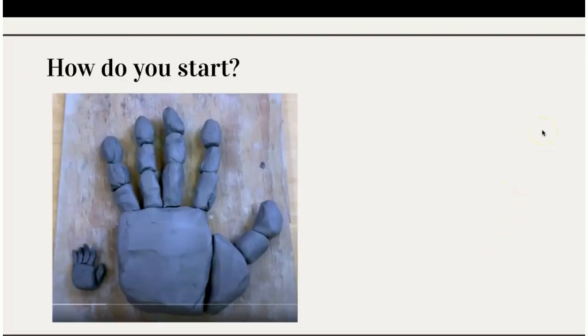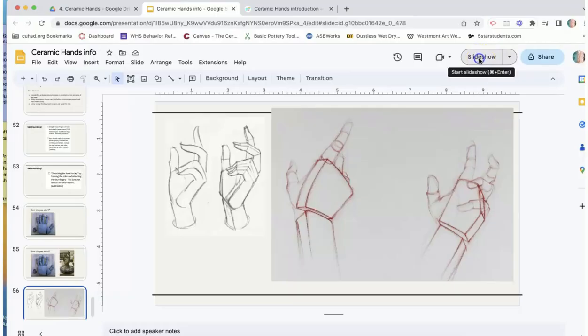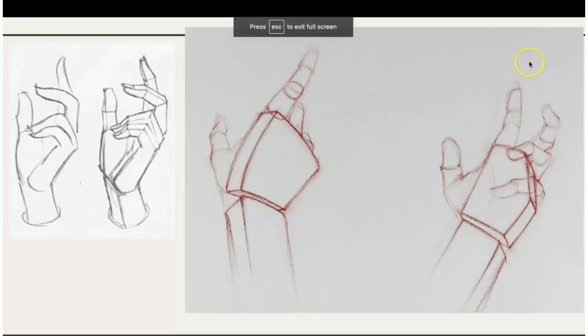So how do you start? You're going to be seeing a demonstration for each practice activity, but a great way to think about creating a hand is to chunk it into pieces, because from here, for example, I can then take these parts and score and slip them together. Later on, when we're looking at hands, you're going to think about how to sketch a hand, because even the way these hands are sketched can give you an idea of how to visualize when you're constructing it out of clay.